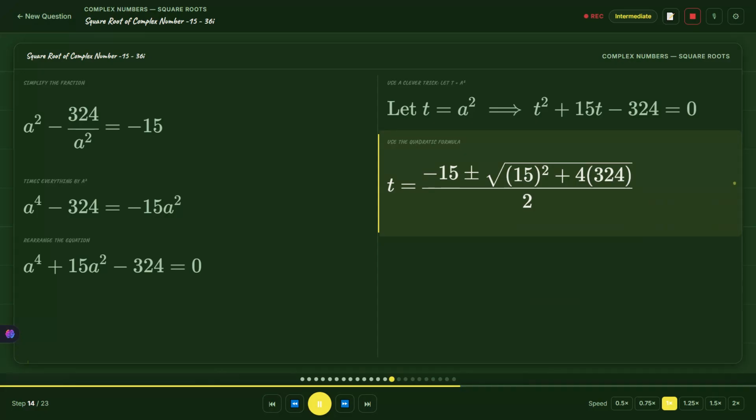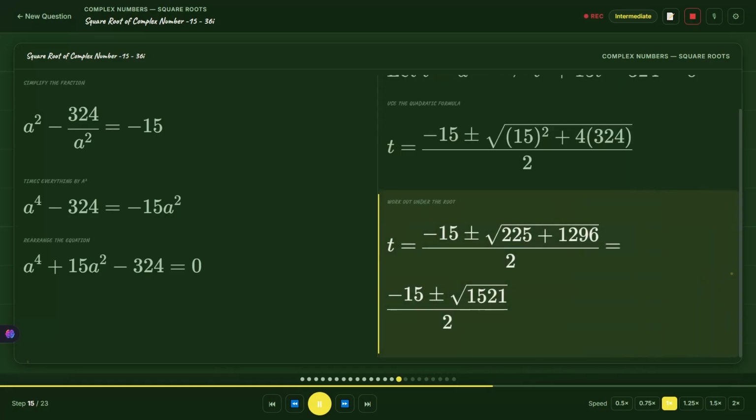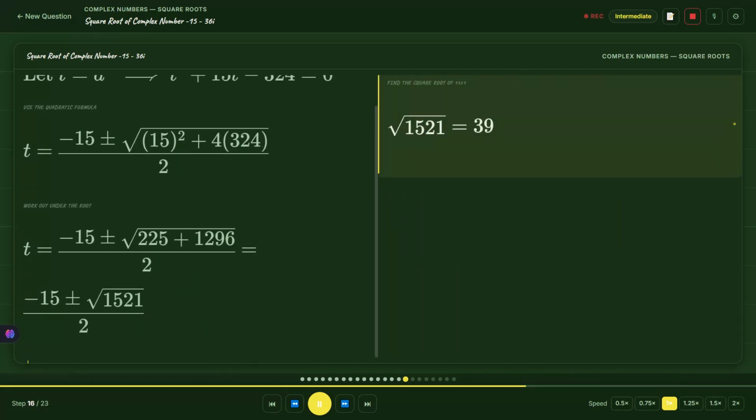Now we use the quadratic formula to find t. We put in our numbers, 15 and 324. 15 times 15 is 225, and 4 times 324 is 1296. Add them up and we get 1521 under the square root. What number times itself gives 1521? It's 39. Because 39 times 39 is 1521.